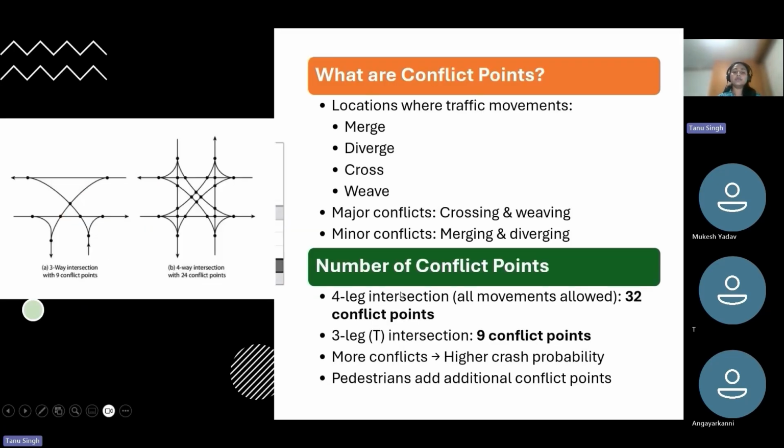And now coming to the three-leg T intersection. This was all about the four-way intersection, and a three-way intersection will have a total of 9 conflict points. As you can see in the figure, this is diverging, whereas this is merging. These three are the crossing. So if we count all of these points where merging, diverging and crossing conflicts occur, for a three-way intersection there are 9 conflict points.